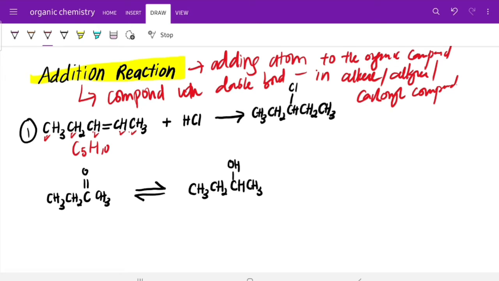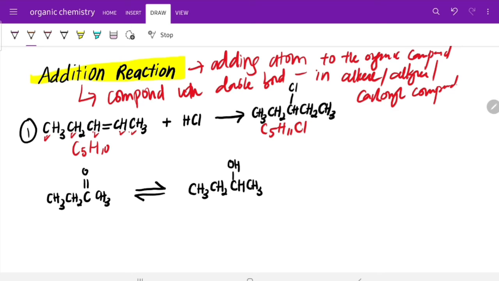We are making a new compound with single bond. So the HCl is being added to the C double bond C, and now we have extra atoms in your organic compound. If initially we only have 5 carbon and 10 hydrogen, now we have 5 carbon with 11 hydrogen and 1 chlorine atom. So more atoms is present in your final product. That means addition reaction is taking place.